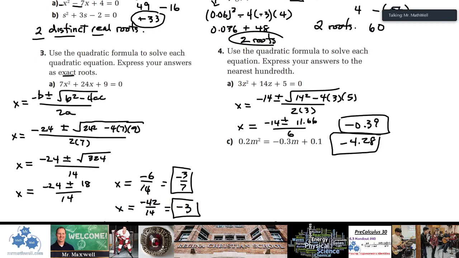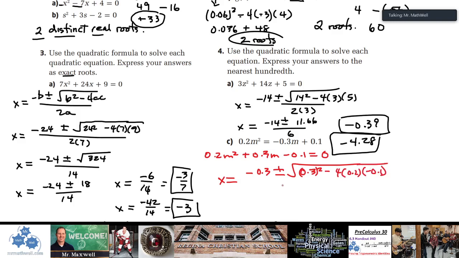Let's do the last one here, 4c. I'll do that in different colors so we can separate that. Now, here's the thing with 4c. You're going to have to put everything over to one side so that we get the right signs for b and c. So this is 0.2m squared plus 0.3m minus 0.1 equals 0. You have to have it in that form. So x equals negative b, which is negative 0.3, plus or minus the square root of 0.3 squared minus 4 times 0.2 times negative 0.1, all over 2 times 0.2.